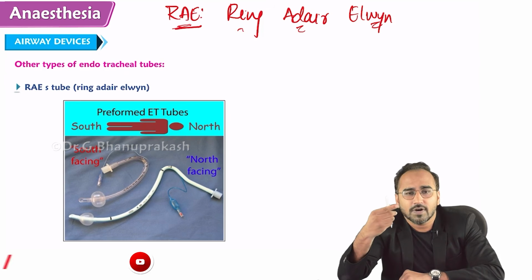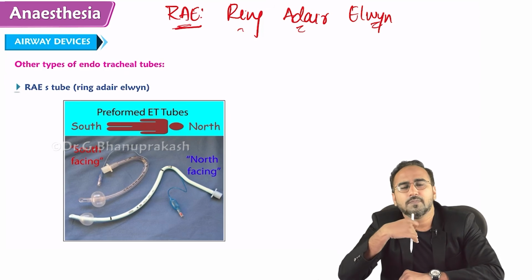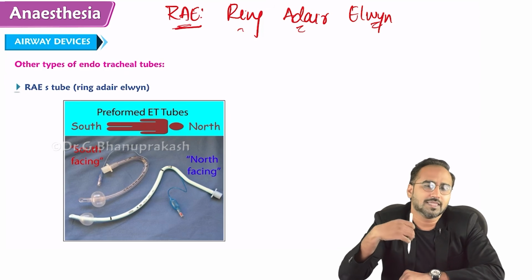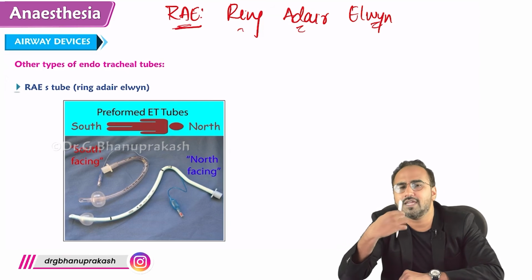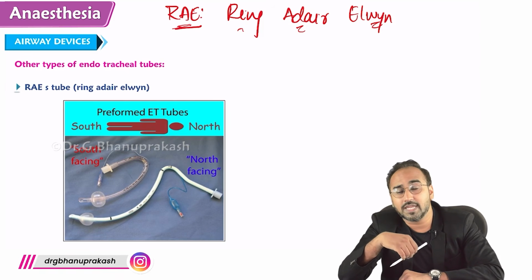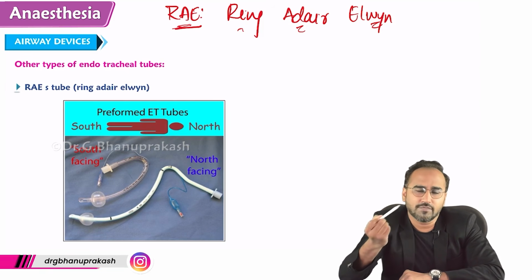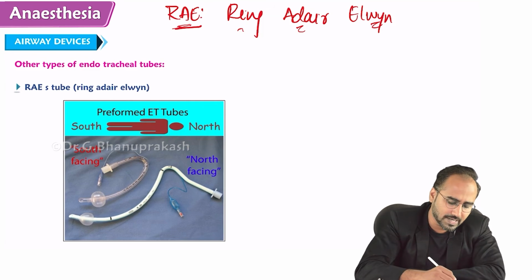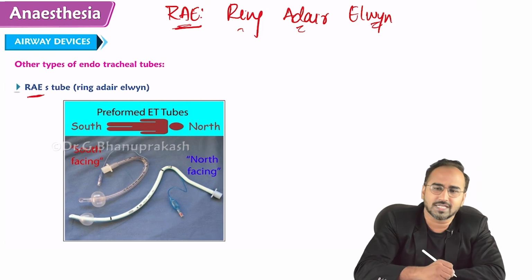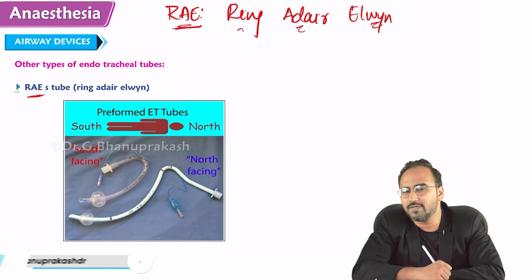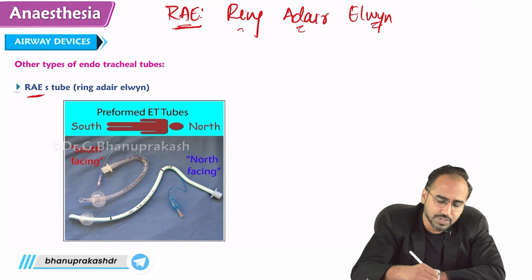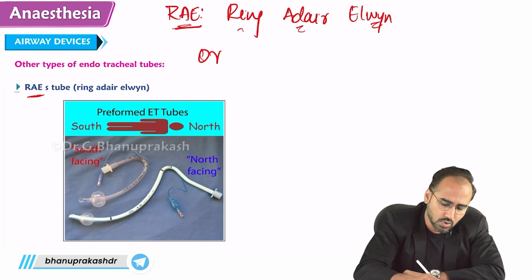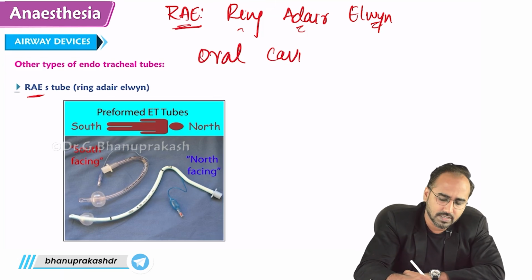Because during surgery, there will be many chances that I will damage the tube also. So he will tell what? Don't put the tube orally. Put the tube nasally. The endotracheal tube that can be passed through the nasal cavity into the trachea is called as what? Nasotracheal tube. That tube is called the RAE tube, Ring Adair Elwyn tube. It is used for what? Ring Adair Elwyn tube is used for oral cavity surgeries.